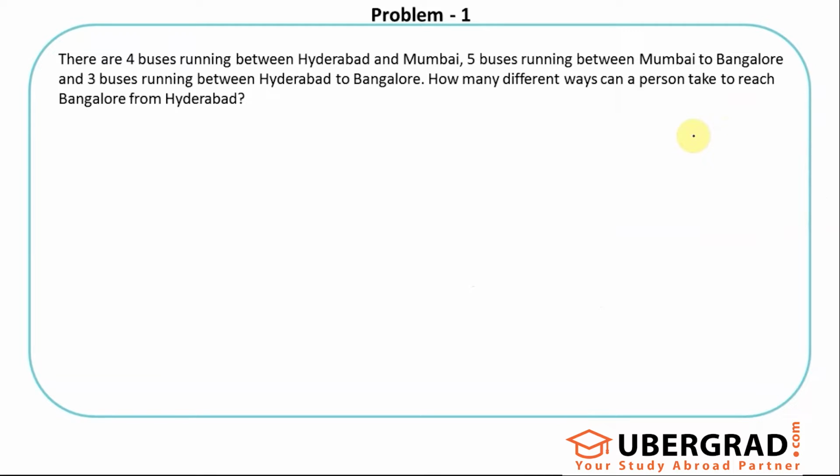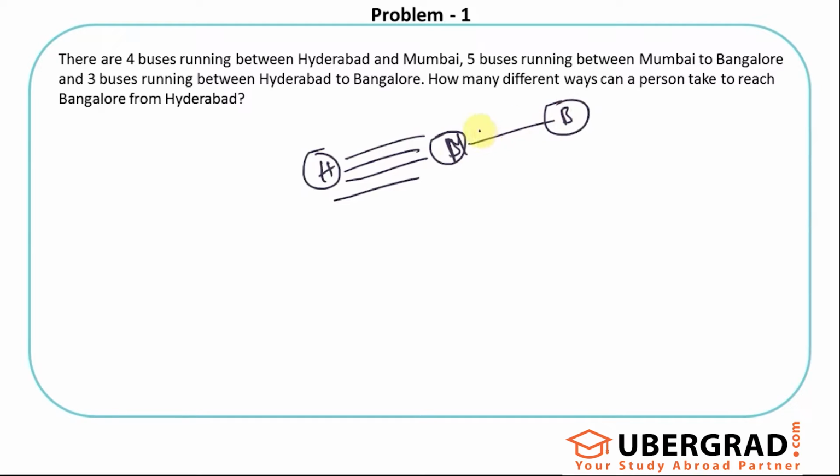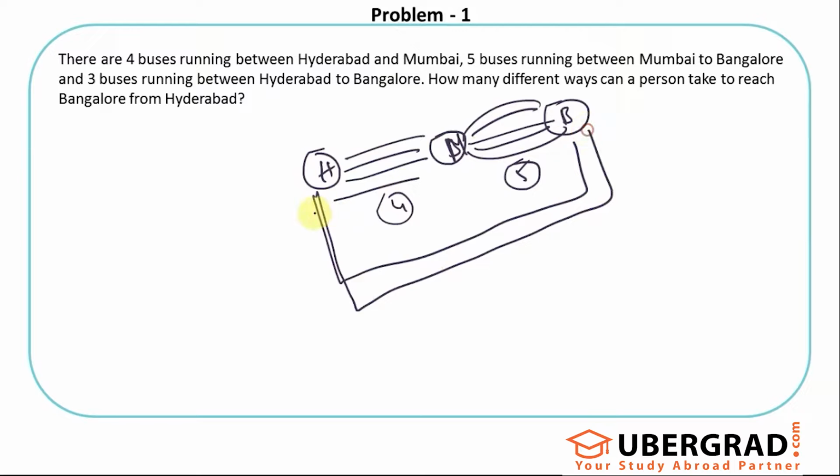There are 4 buses running from Hyderabad to Bombay. So Hyderabad to Bombay, there are 4 buses. From Mumbai to Bangalore, let me change this to Mumbai, there are 5 buses running. Sorry, my bad. 5 buses, 4 buses, and from Hyderabad to Bangalore, there are 3 direct buses as well. How many different ways can a person take to reach Bangalore from Hyderabad?